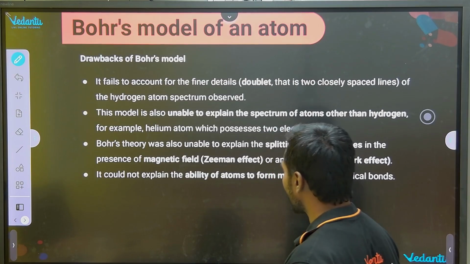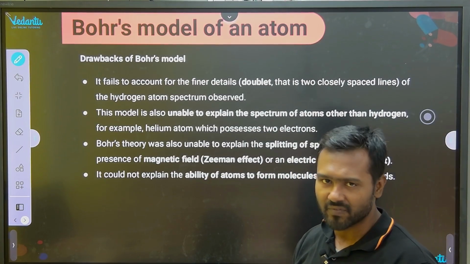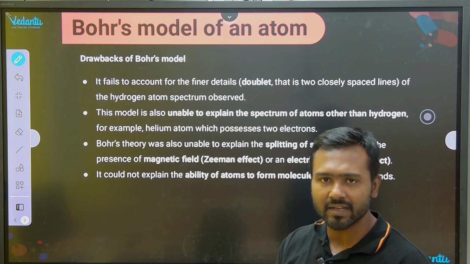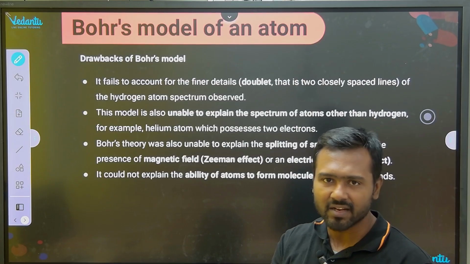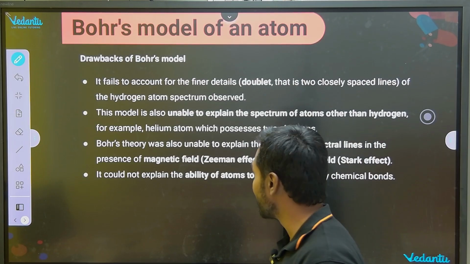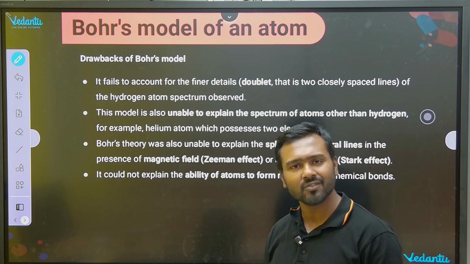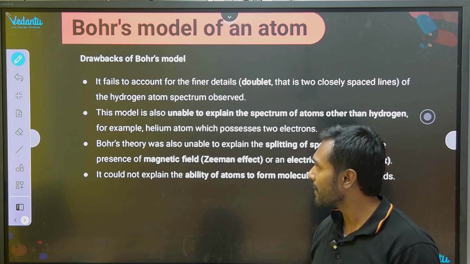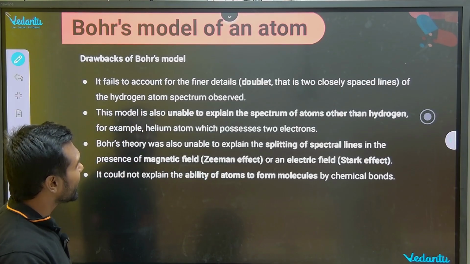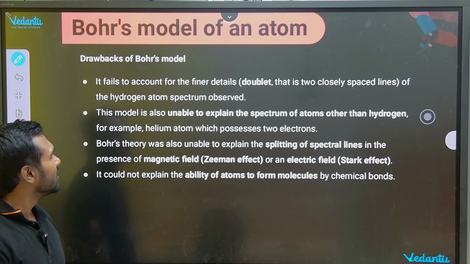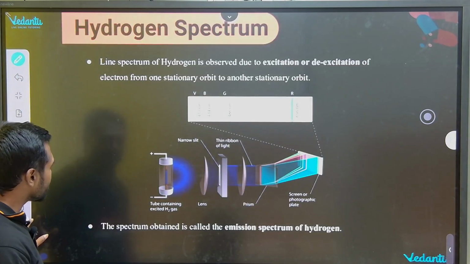Okay, drawbacks, they are not that much important. In this, what is the Zeeman effect and what is the Stark effect? Splitting of spectral lines in the magnetic field and splitting of spectral lines in the electric field. Electric field is the Stark effect, magnetic field is the Zeeman effect, and it is explained only for a single electron system, not for a multi-electron system. Next, it fails to explain the finer details, that is, doublets of the hydrogen atom spectrum. Drawbacks are not that much important.